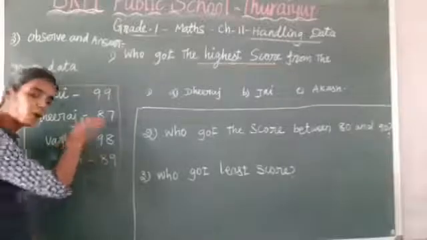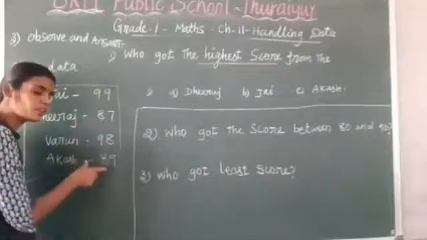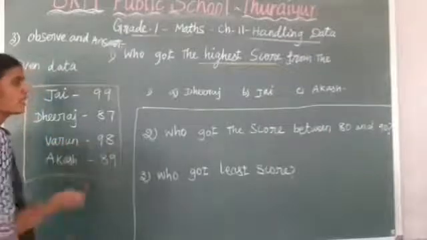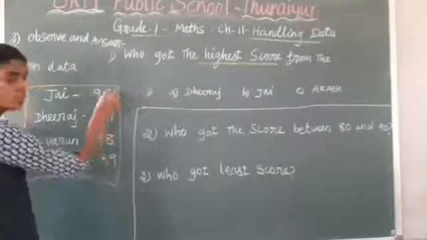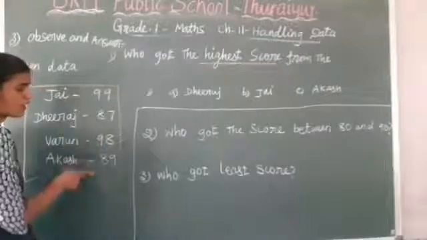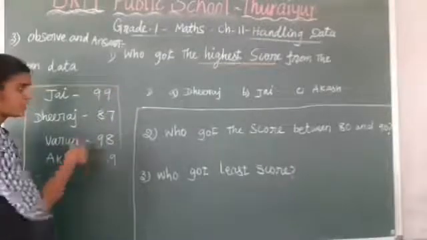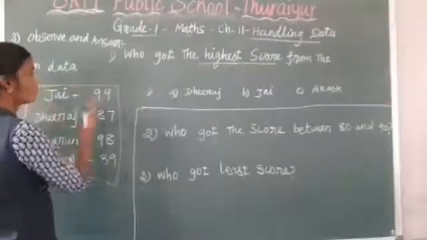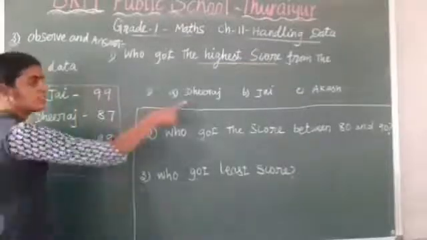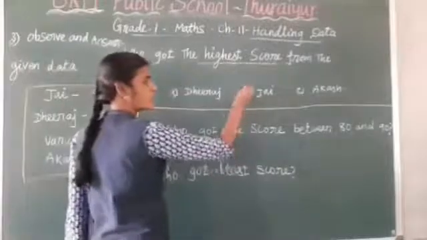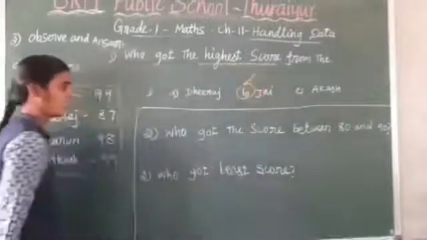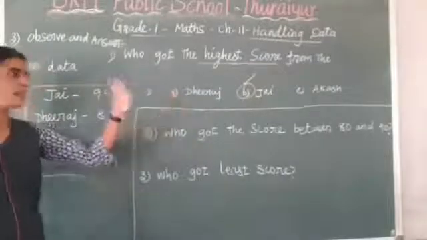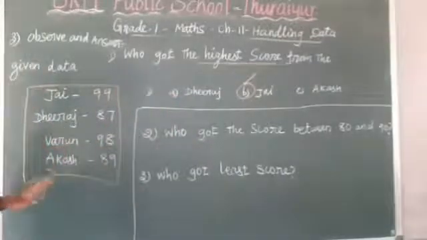Which one is the smaller number? Who got a very small mark? That smaller number is the least mark. The highest is 99, because all the other marks, 87, 98, 89, are below 99. So who got the highest mark? J. That is Option B. J got the highest mark, the highest score.